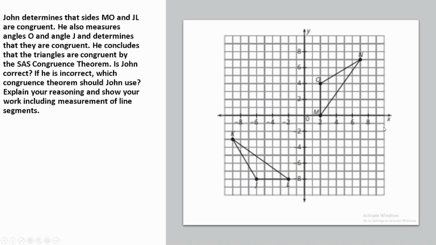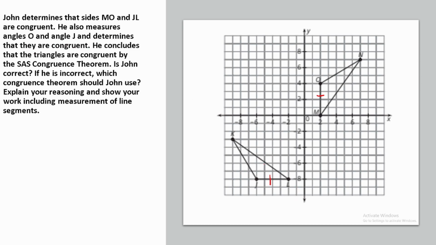All right, and our last problem for our review says, John determines that sides MO and JL are congruent. I want to mark those down, right? Whenever we're told something's congruent, I'm going to mark it up in my picture. So JL right here and MO are congruent, which we could actually determine just by looking at the graph because you could count, right? 1, 2, 3, 4. 1, 2, 3, 4. They're both 4 units long. Yeah, they are congruent.